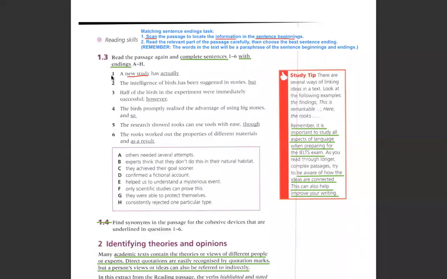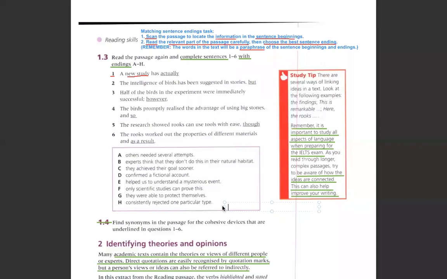So we scan the passage for number 1 to find the part of the passage that contains information about a new study. Okay, so we scan, we find new studies, and then we stop and read that part of the passage in detail. So you don't read the whole passage in detail, just the relevant part that contains information about the new study. Once we've read that, then we can choose the best sentence ending. Okay, so which sentence ending matches? Remember that you may not see these words in the passage, but you might see a paraphrase of these words.